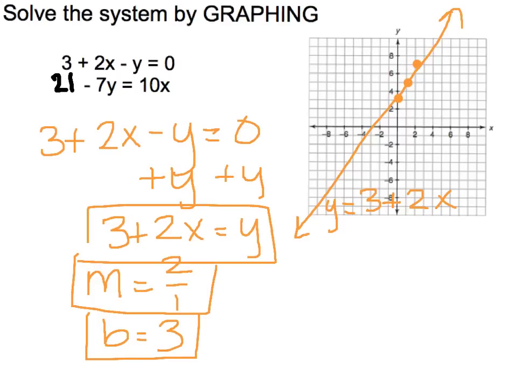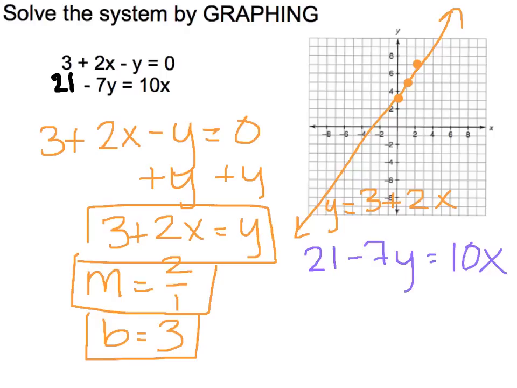And I want to point out one other thing too. You should make sure, again, you use a straight edge to connect your points together. All right, the next equation, we need to solve for y. So I have 21 minus 7y equals 10x.